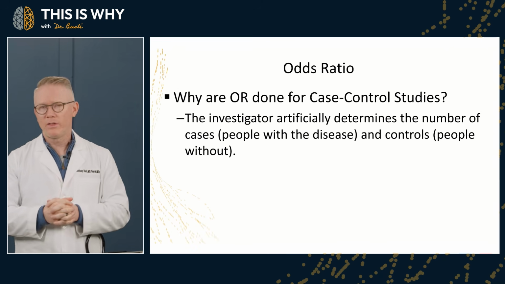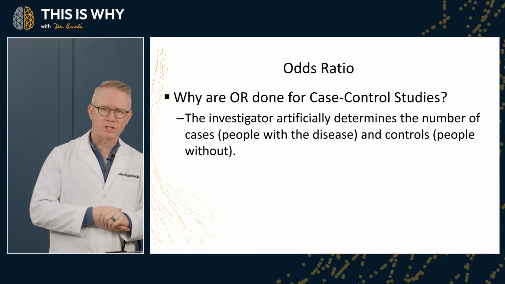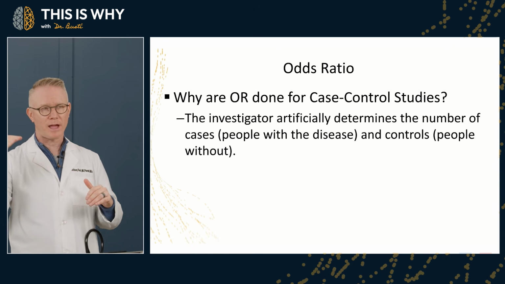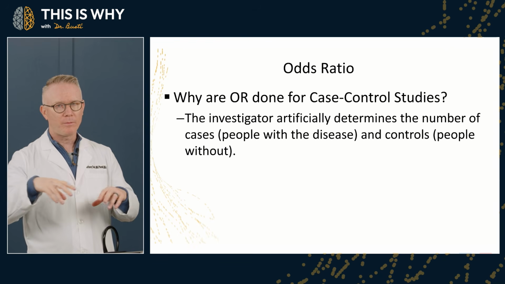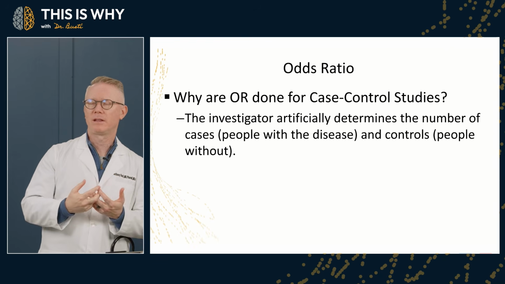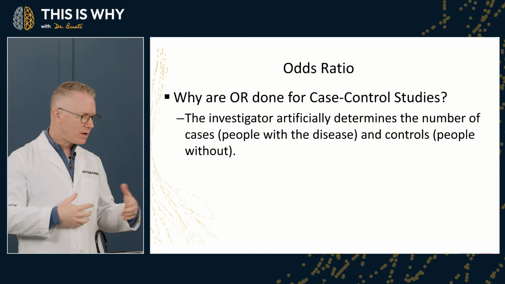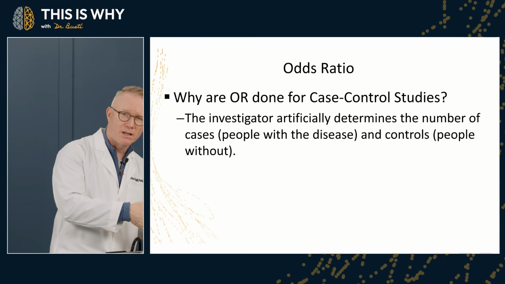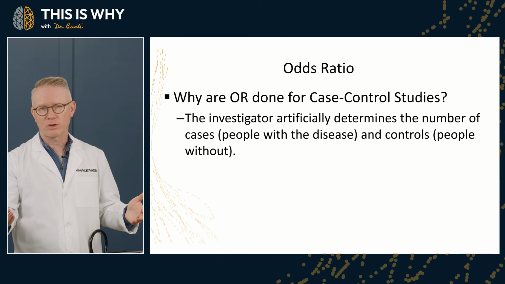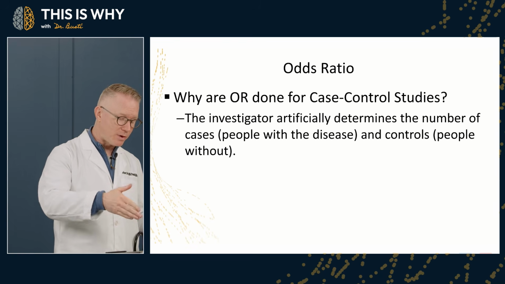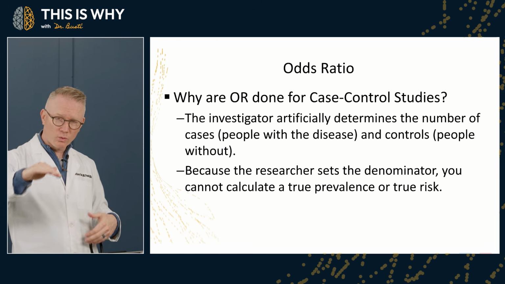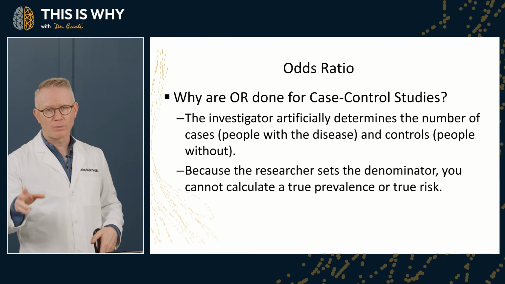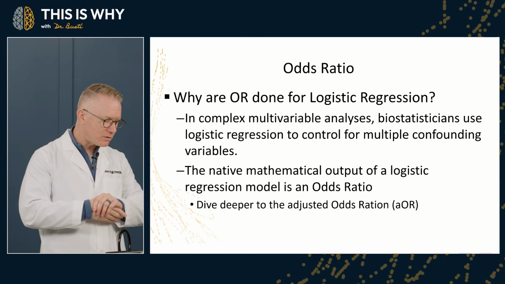And so why are these odds ratios reserved for case-controlled studies, okay? Remember, I told you the number can be different. I showed you an example of that. It can sound better, but people don't know what it means. They can take it out of context in the real world. So the investigator artificially determines that number of cases, the people with the disease. And this is in a case-controlled study, it's retrospective, as well as the people without, right? And because the researcher can set the denominator, you can't calculate the true prevalence or that true risk, okay?